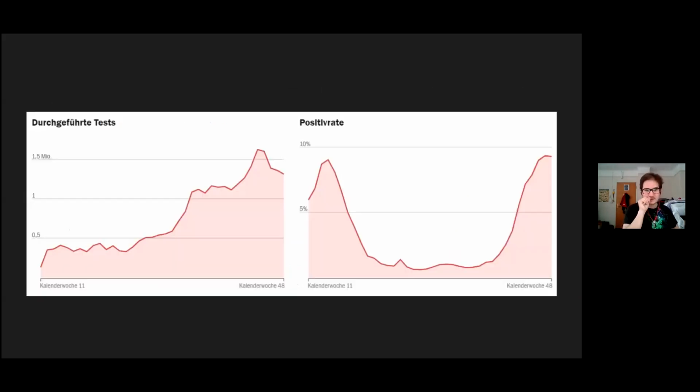Next slide. So on the left, you can see a graph showing how many tests Germany has provided their citizens on a weekly basis. About 1.5 million tests on a weekly basis, and about 9% of those tests end up being positive at the moment. Next slide.